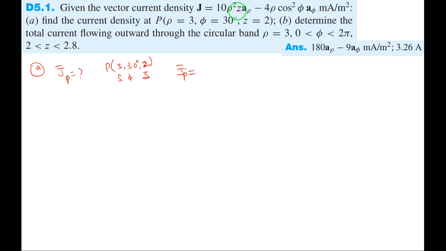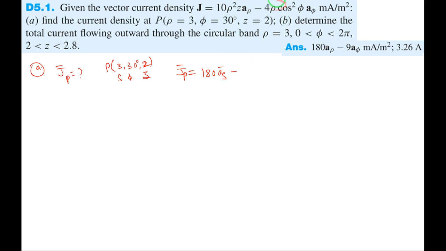So 10 into rho square into Z. Substitute for rho, substitute for Z. So I'll take the calculator. 10 into rho square. What is rho? Rho is 3. So 3 square into Z. Z is how much? 2. So I am getting 180 into A rho.